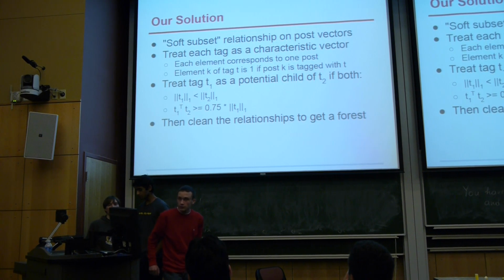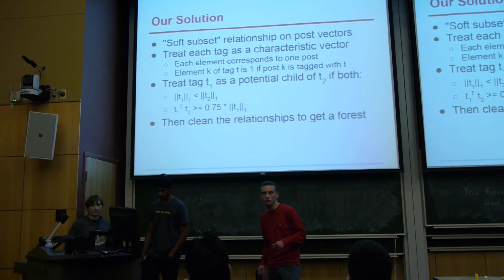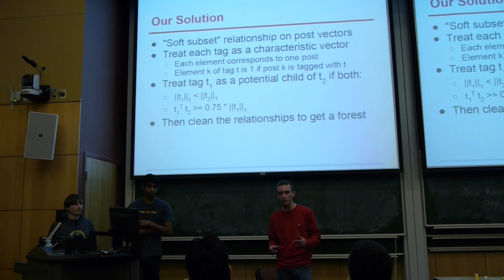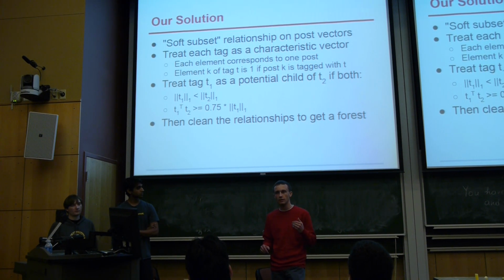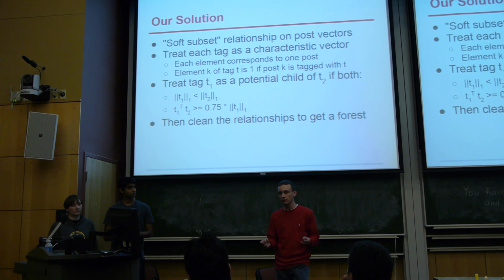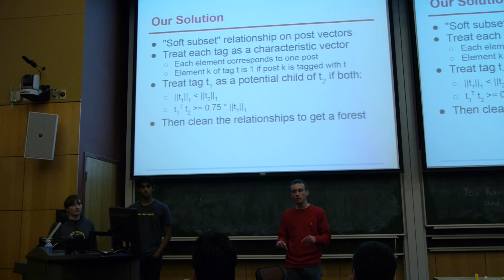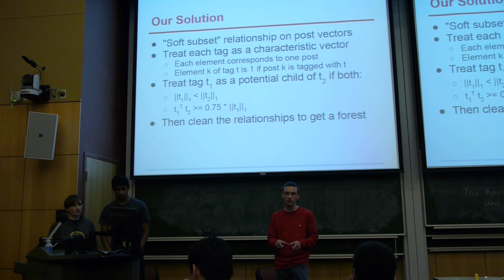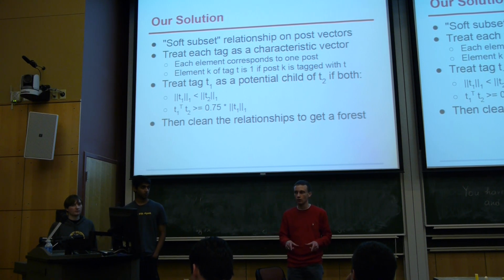So the result that actually does work here is what we call a soft subset relationship. In this case, we represent each tag as a vector of all the posts that are tagged with that tag. And we say that the vector has element one for post P if it's tagged with that tag, and zero otherwise. And then if you take the dot product between two vectors and divide by the size of the smaller vector, you get a number between 0 and 1. Because what you're really doing here is taking the size of the intersection of the two sets of posts and dividing by the size of the smaller set of posts.